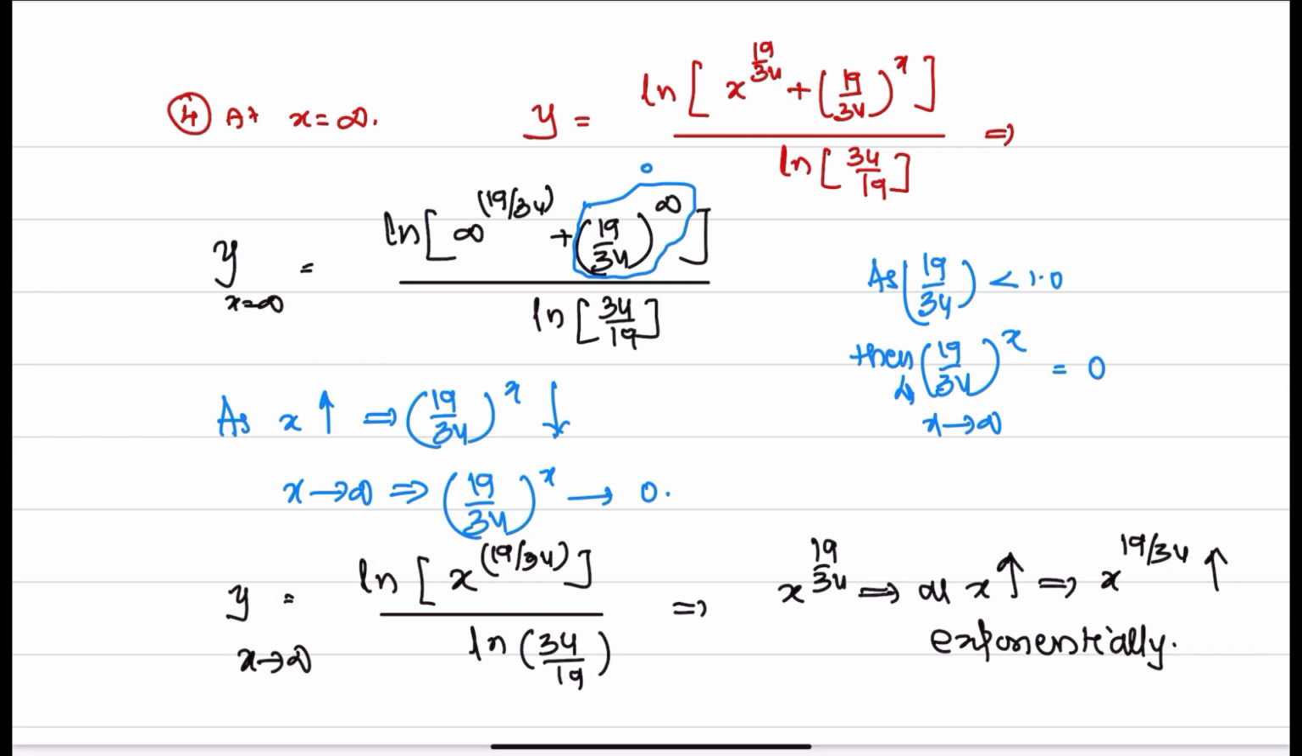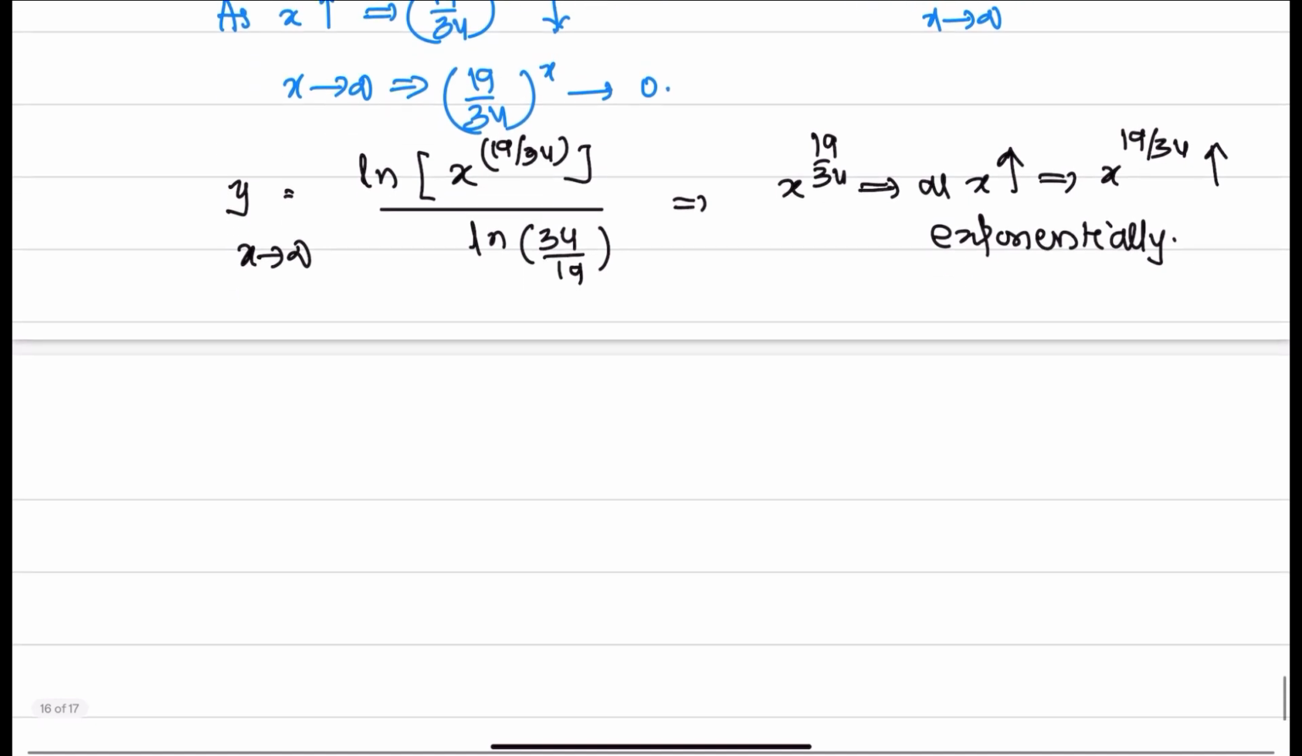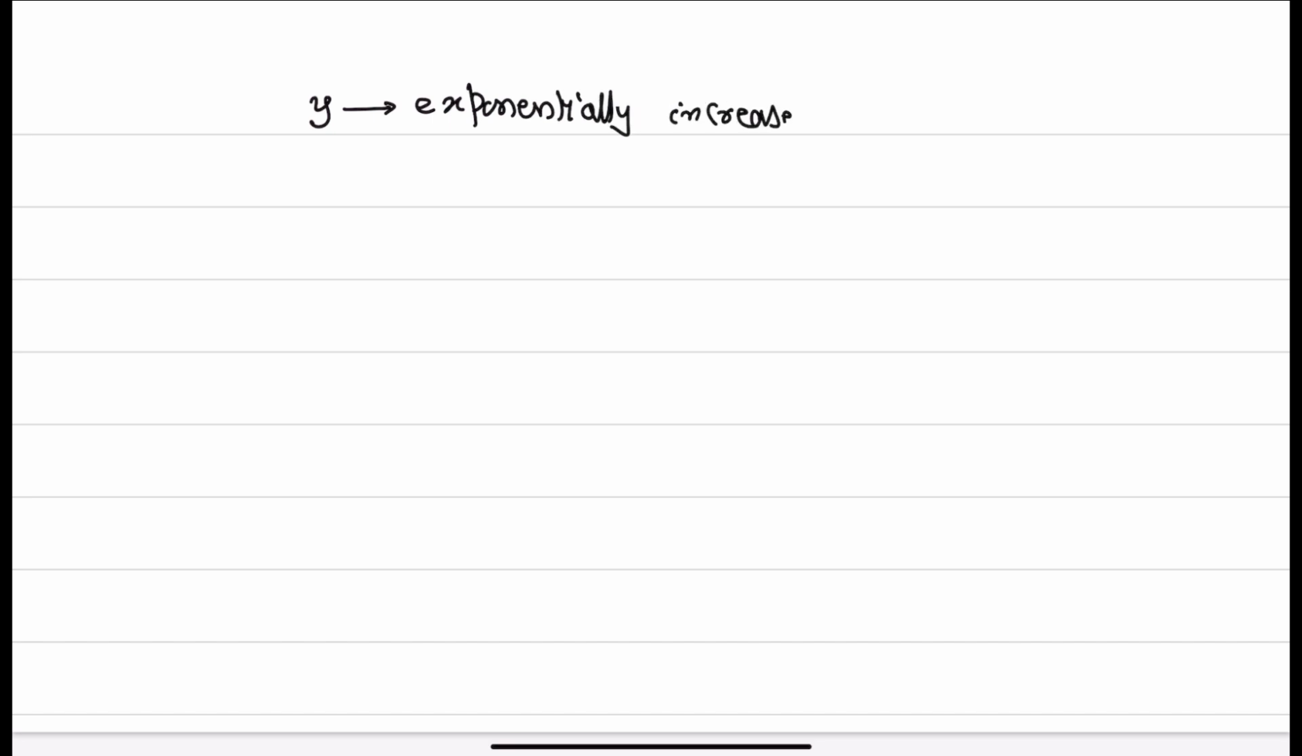Power is not changing, the base value x is changing, hence it is increasing. Hence, y exponentially increases as x tends to infinity. That means it is an asymptotic behavior. As x tends to infinity, y also tends to infinity.